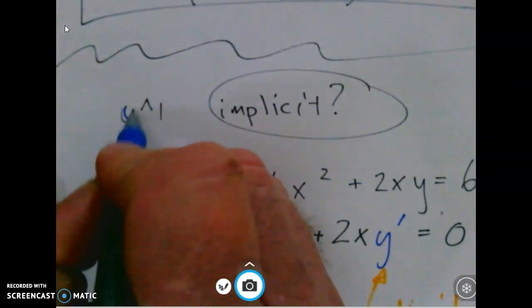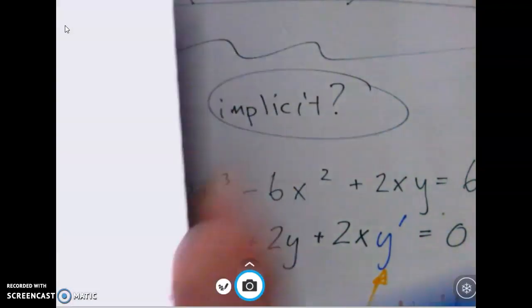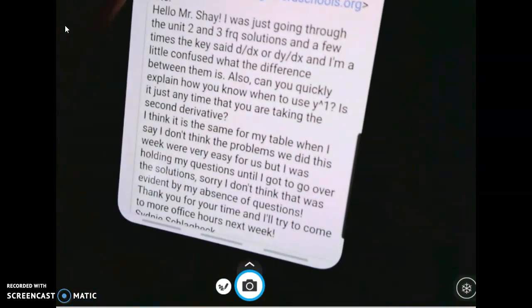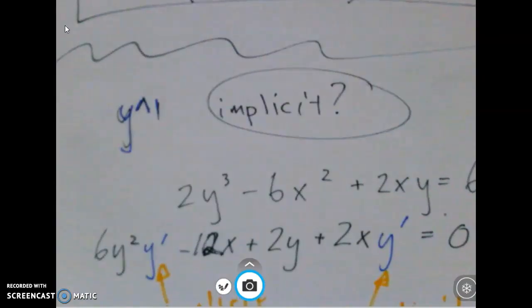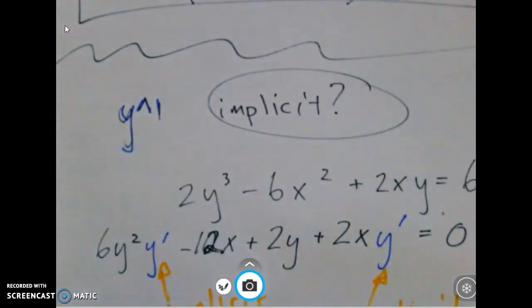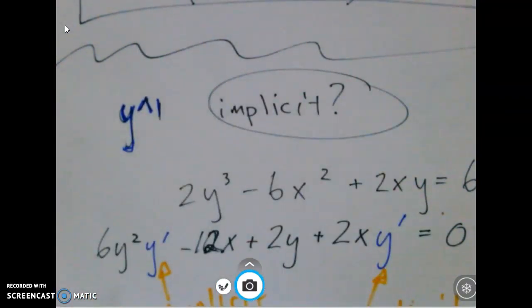Your question was, when do we know when to use that? Let me read the exact wording so we're clear. You said, can you quickly explain how you know when to use y greater than, or y to the first power? Is it just any time you're taking the second derivative? I'm not sure what you're looking for there when it comes to second derivative for sure. So I'm just going to guess, and then if it's not right, we'll go from there.